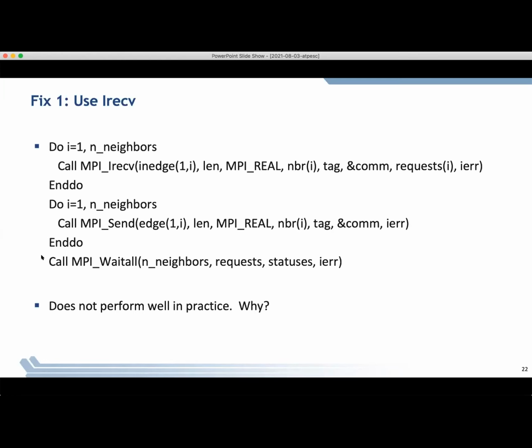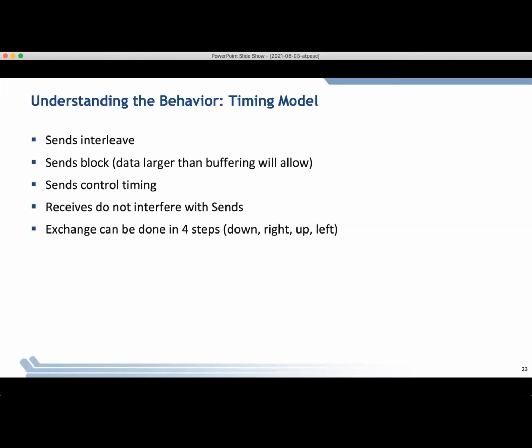Sorry, I didn't call it out explicitly, but this wait all call here at the bottom is how we actually complete the receive operations we started up here at the top. Instead of MPI receive, which is essentially a start and a wait combined into one, this I receive is decoupled. You start it here and you complete it here. So after wait all is done, all of the receive operations that you started now have their buffers ready to be consumed. Now their buffers have been populated with the data sent from the sender process. So why doesn't this actually perform well in practice?